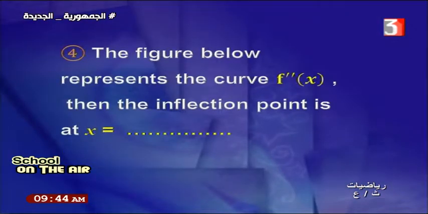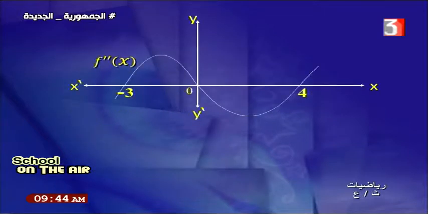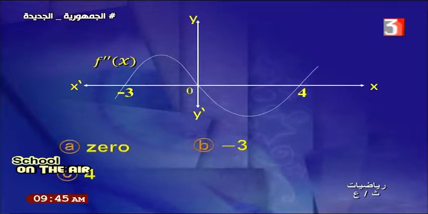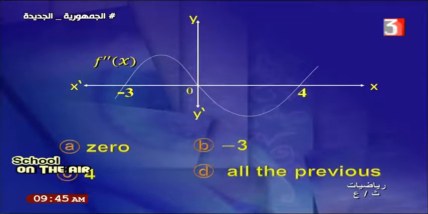The figure below represents the curve of f double dash x, then the inflection point is at x equals... The opposite figure represents the curve of the function f double dash x. And what is the inflection point? The inflection point at x equals 0, at x equals -3, at x equals 4, or all the previous are correct.